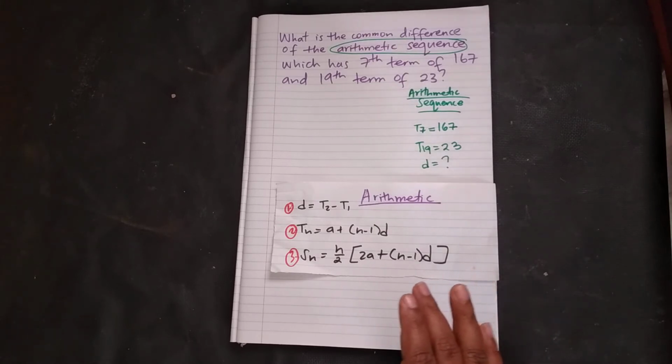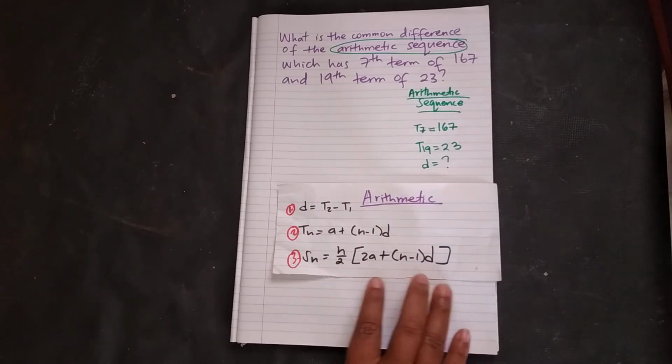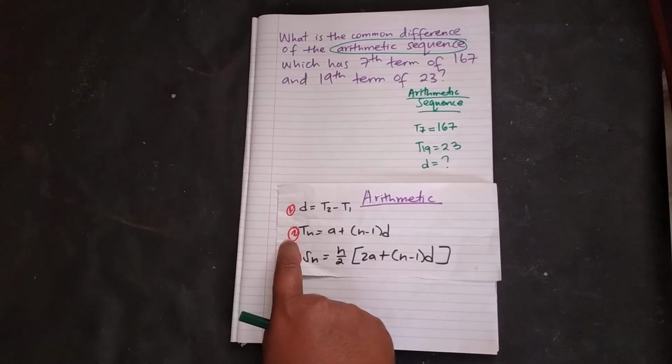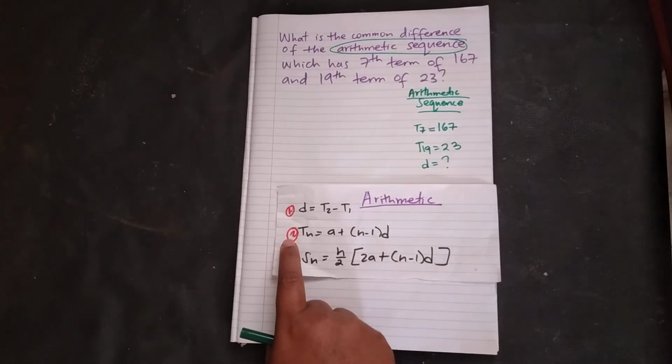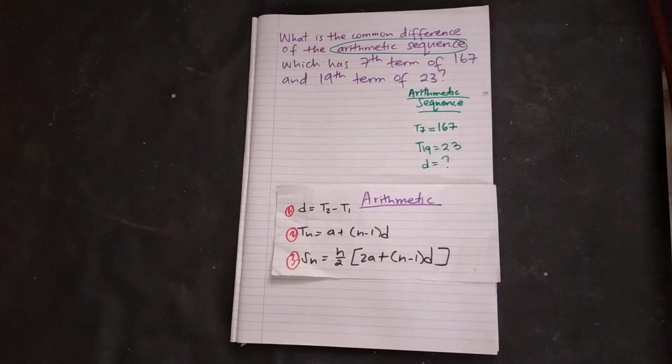And for the sum formula, we can see it's a bit long compared to the other two formulas. So we'll stick with the second formula, the term formula. We'll use the second formula to find our common difference. So that is what I'm going to do now.